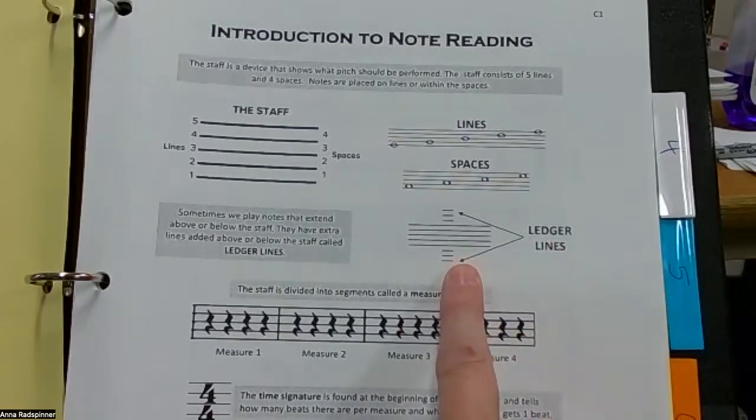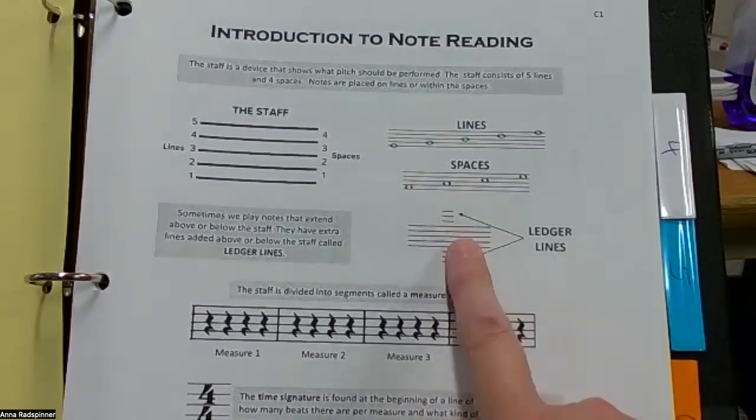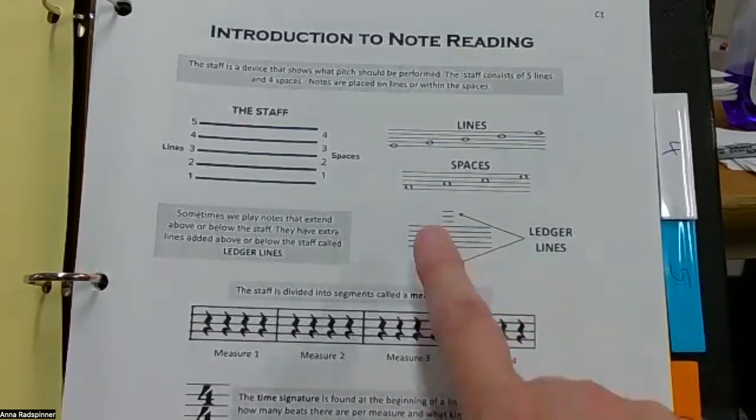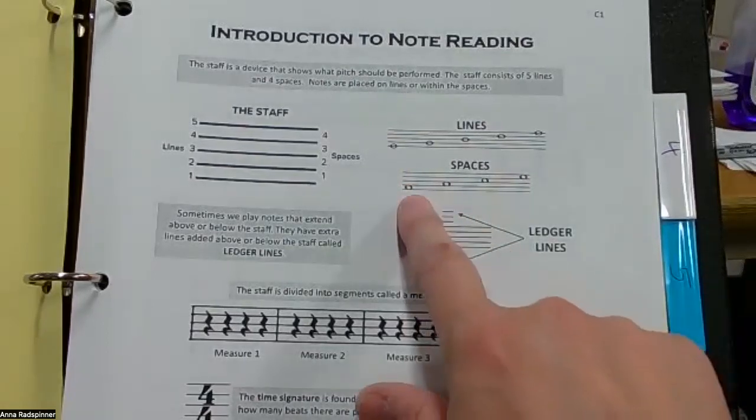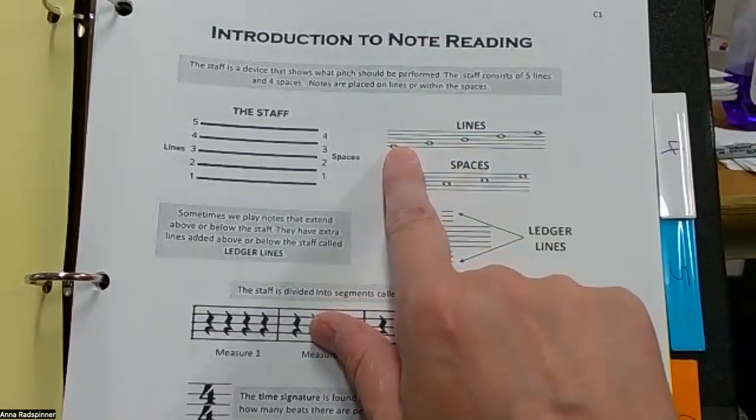And you'll see that right here. These are ledger lines. It's like an extension ladder of the staff. And so they go above and below the staff. But the most important thing to remember, regardless of the ledger lines, is: is it in between the lines or is it right through the lines?